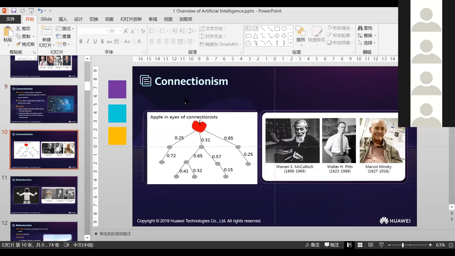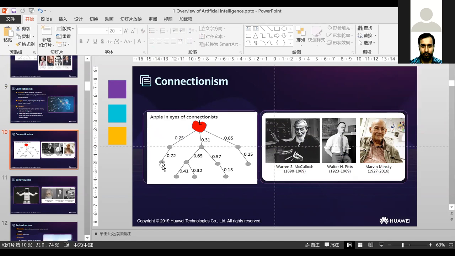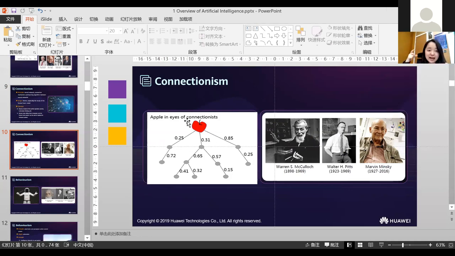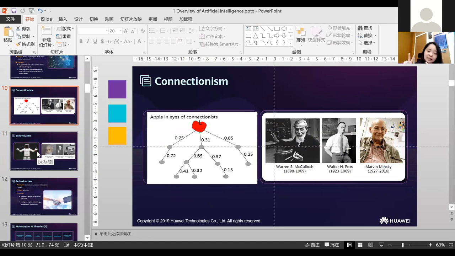For example, in connectionism, these are neurons. We don't know what every neuron means, but what we know is that if we connect these neurons together, it will give us a result and a prediction that this pattern is an apple. A scientist who believes in connectionism is, for example, Marvin Minsky. So that is the second school.